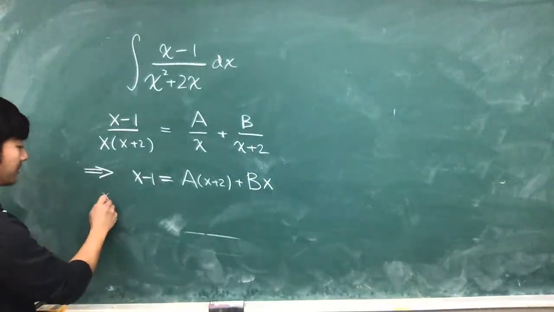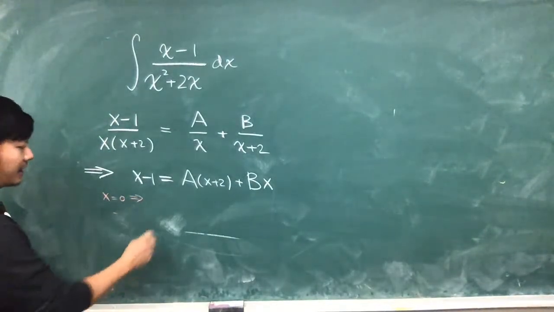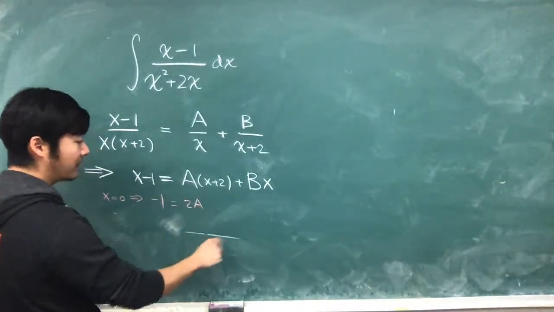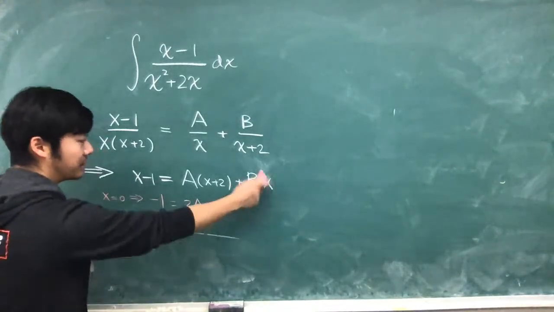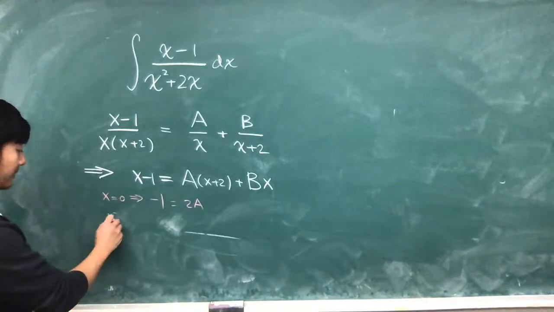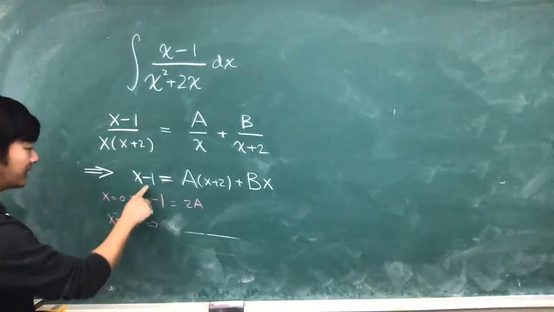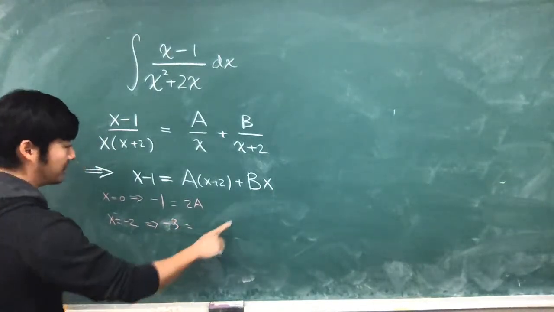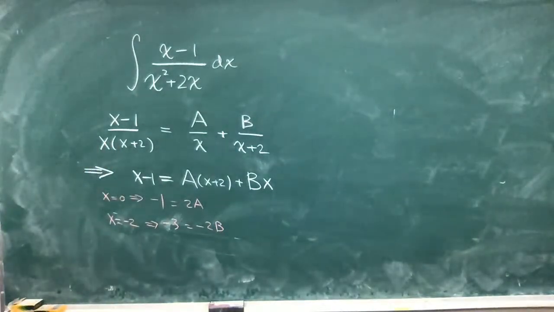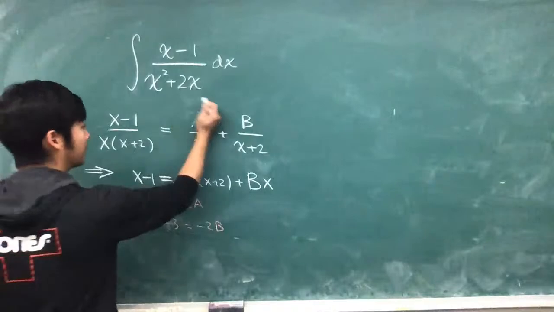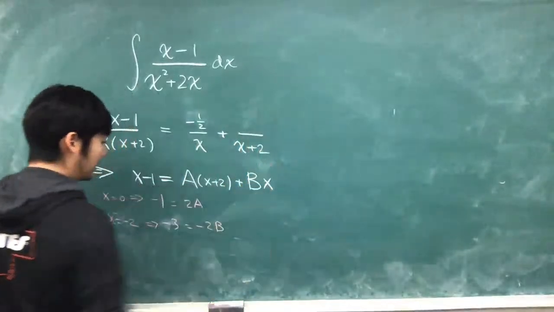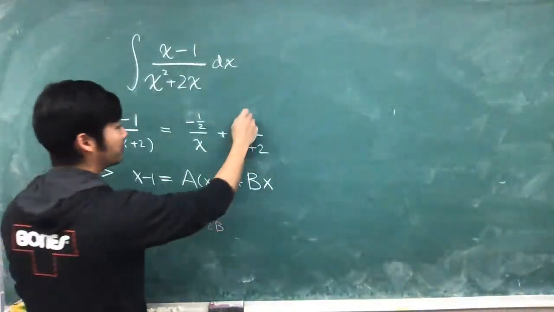So if x is 0, that means on this side it's -1. This is equal to 2a, and x is 0, so the b term cancels. So a is equal to -1/2, and when x is -2, this is going to be -3 is equal to -2b. And so a is going to be -1/2, and b is going to be 3/2.